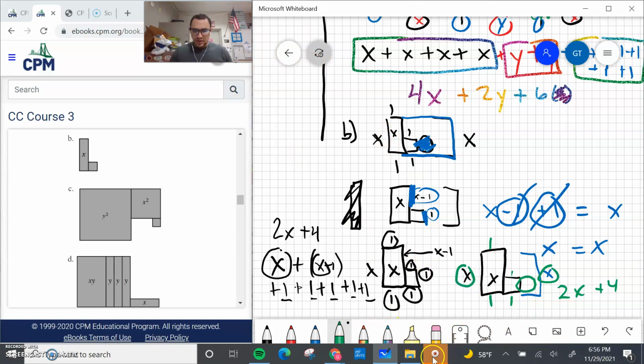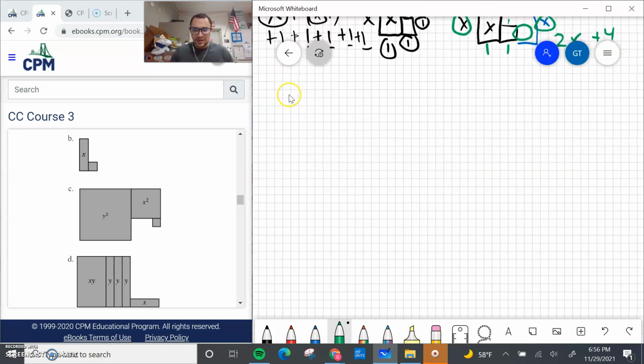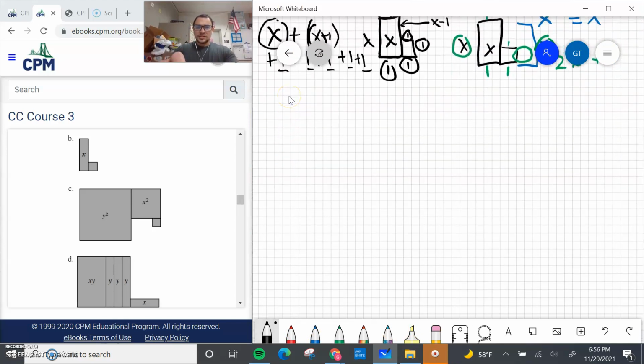I lost my train of thought or track because now my paper's all over the place, so I apologize for that. So I'm going to fix that up right now. So let's go ahead and do this.